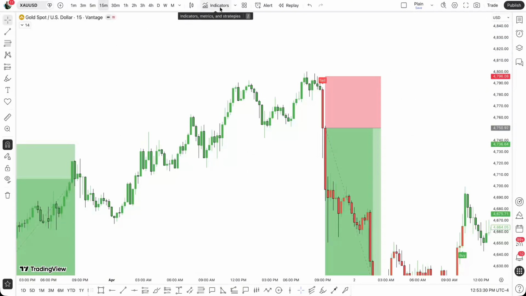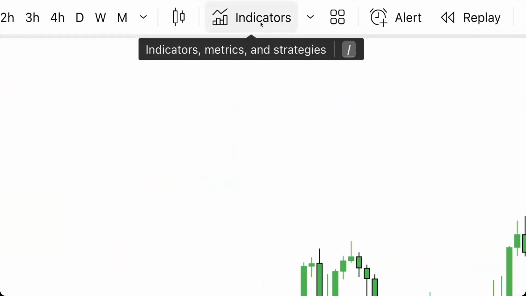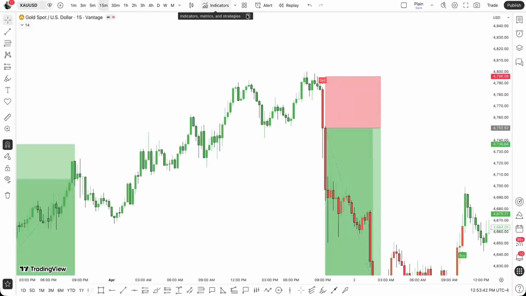So go to the indicator tab right here and click on it. If you don't see indicators written in words, you will see the icon right here, and if you hover over it, it will tell you indicators, metrics, and strategies. So go ahead and click on whatever you see right here.